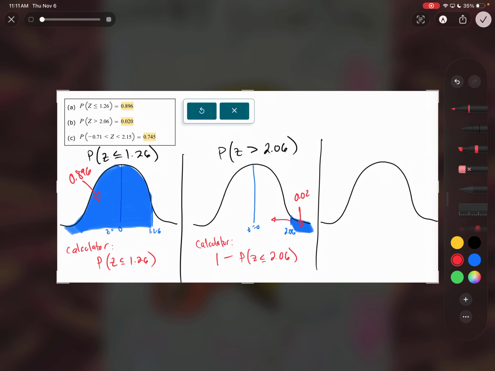All right, and then the next one is a little bit trickier. We're going to have to use our brains here for a second and think. I know sometimes that hurts, but for this one, all right, so again, we have the Z equals 0 in the middle. We're trying to find negative 0.71 and 2.15. So I'm trying to find everything in the middle of this right here, right? But I only have the one button in the calculator, which is the less than, right?